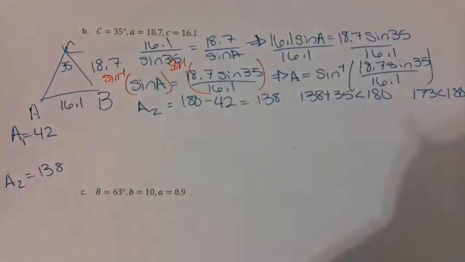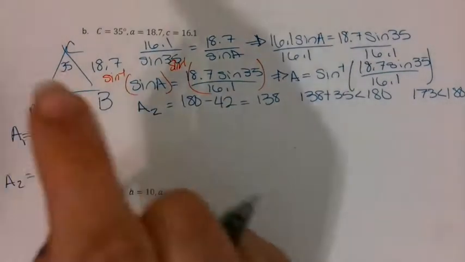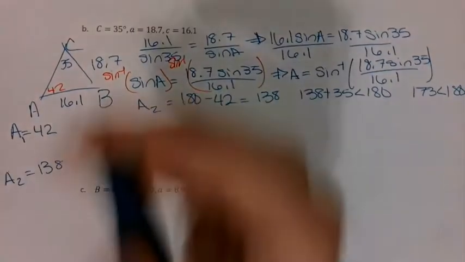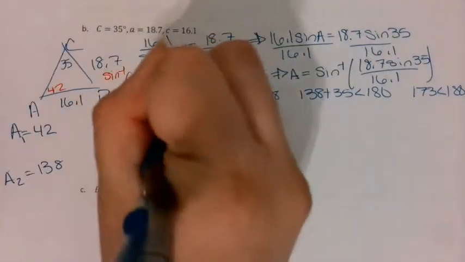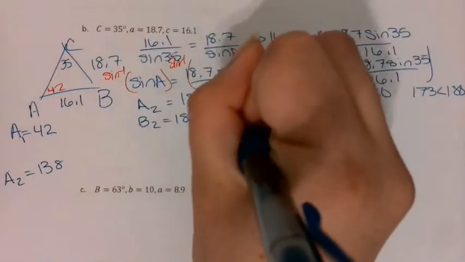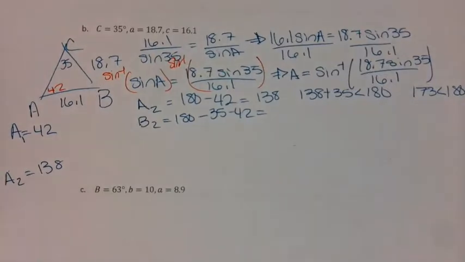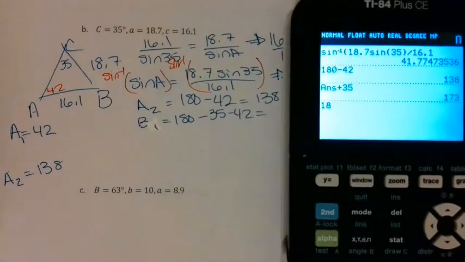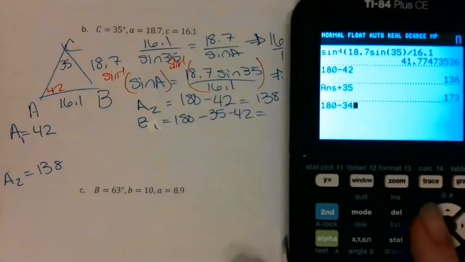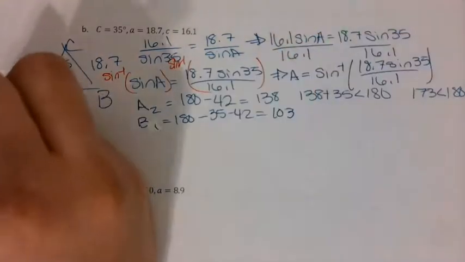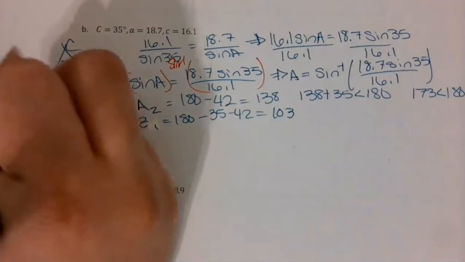Okay, so for this first triangle, I have this being 42, and I want to finish solving that. So then my B1 is going to be 180 minus 35 minus 42. Not B2, B1. It's my first triangle. 180 minus 35 minus 42 is 103. These are all angle measures.